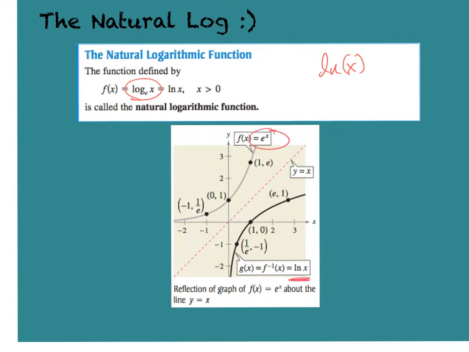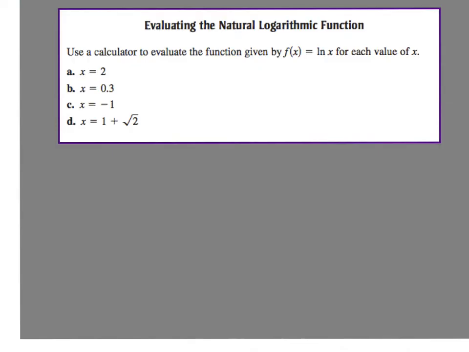E to the x, which is really a switch in x and y. So they actually have a buddy system going on. So I'm going to do natural log of 2. Let's make sure we know how to do this. So natural log of 2 is equal to 0.6931.